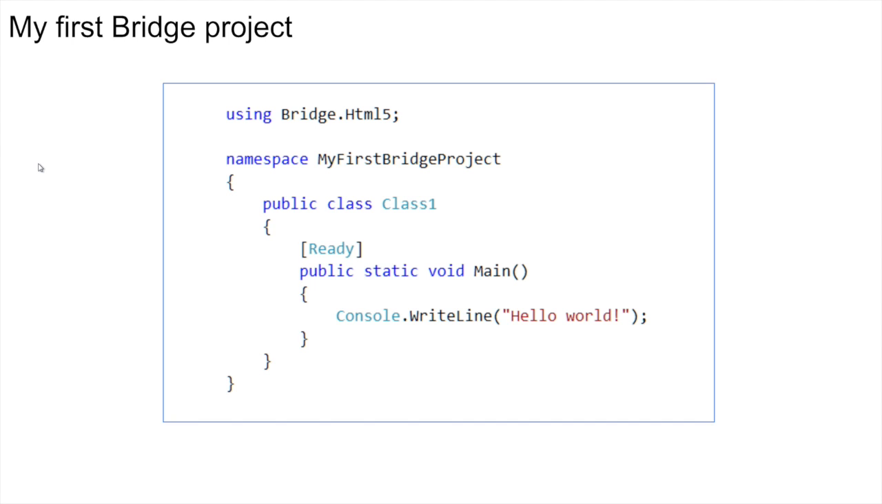If you edit the Class1 file, which will have been inserted when you make a class library, we just put in a static void method, and we put an attribute on it called Ready. Now, this just tells it that this function should be executed at DOM ready. It's just like jQuery DOM ready. For now, I'm just going to make it write something to the console. The clever thing is it's not going to be the Visual Studio console. It's going to be in the browser console.